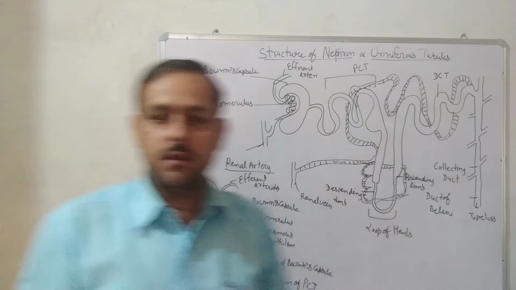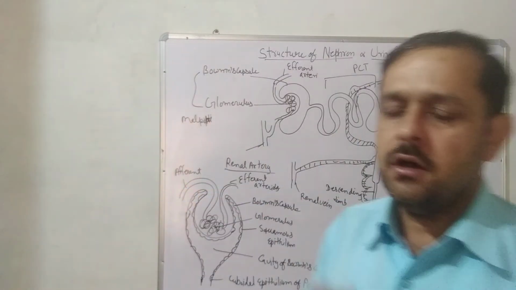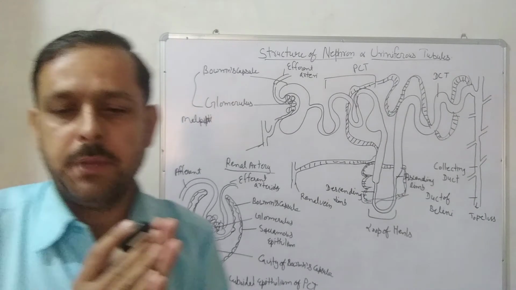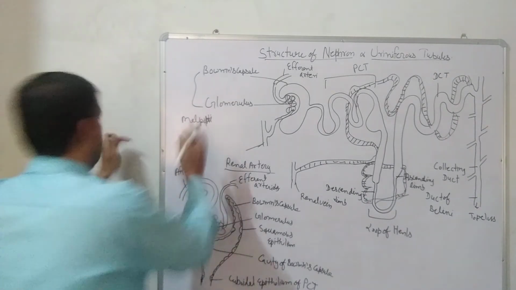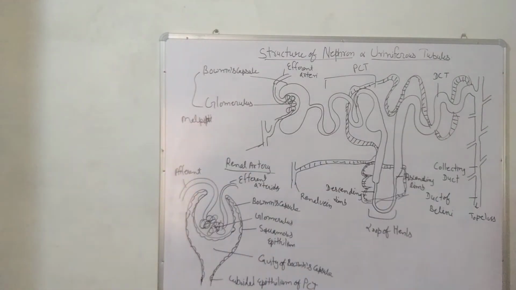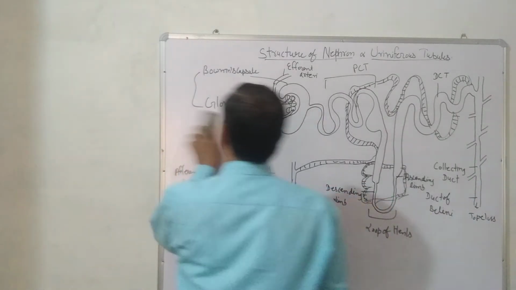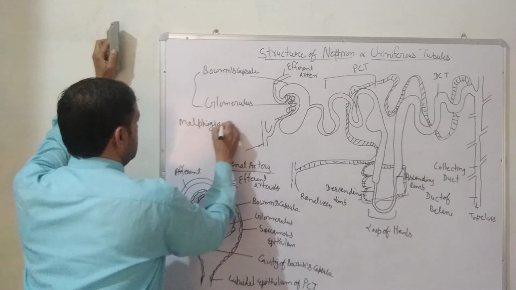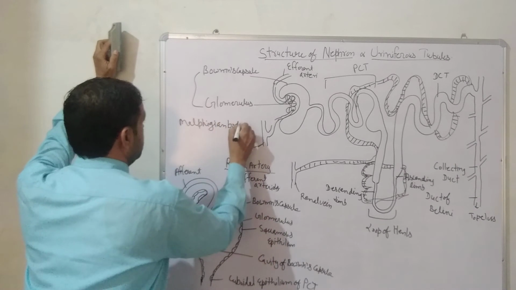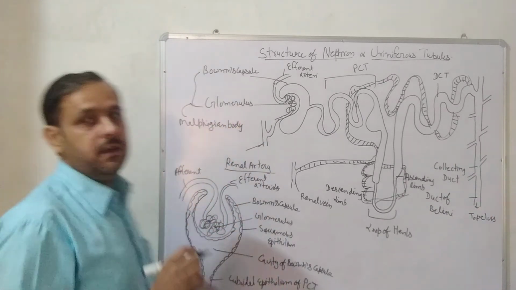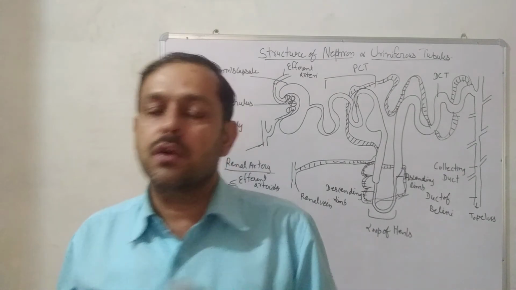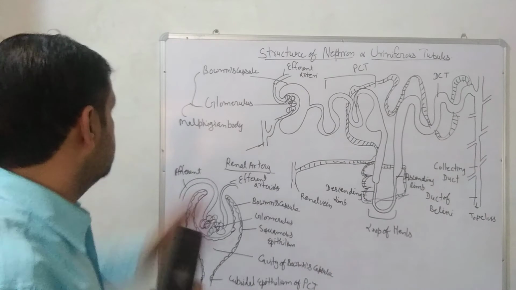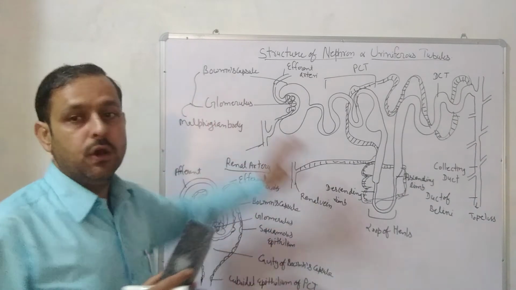Together they are called the renal capsule or Malpighian body. What is Malpighian body? Glomerulus and Bowman's capsule together are called Malpighian body or renal capsule. It consists of two parts, Bowman's capsule and glomerulus.